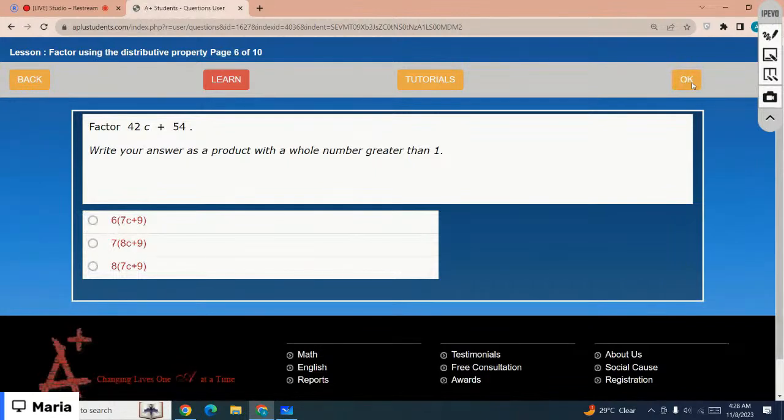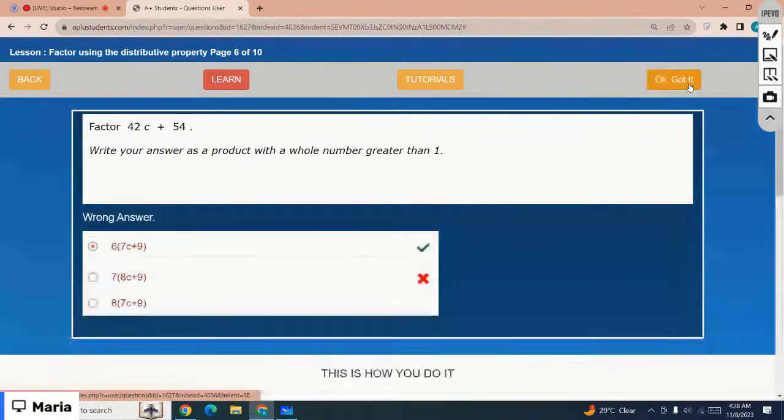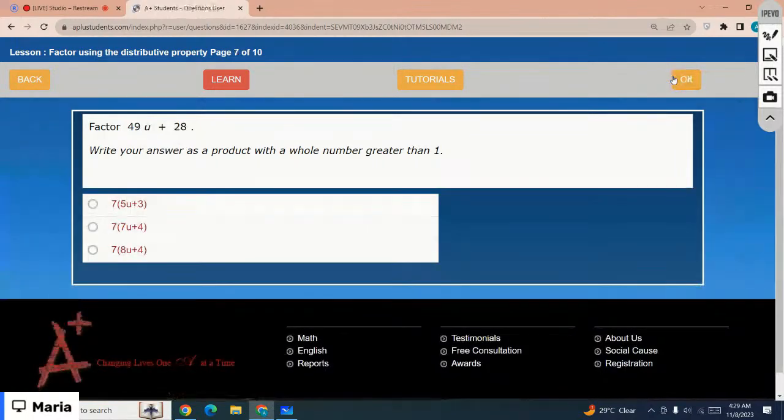Okay, the next one is factor 42c plus 54. So, which is the correct option? How do you factor? That would be 7 times 8c plus 9, because 7 is the number that can divide both 42 and 54, right? Oh, sorry. 6 is the number. 6 times 7 is 42 and 6 times 9 is 54. So option 1 is the correct option. Got it? Okay, the next one is 49u plus 28. So which is the correct option?